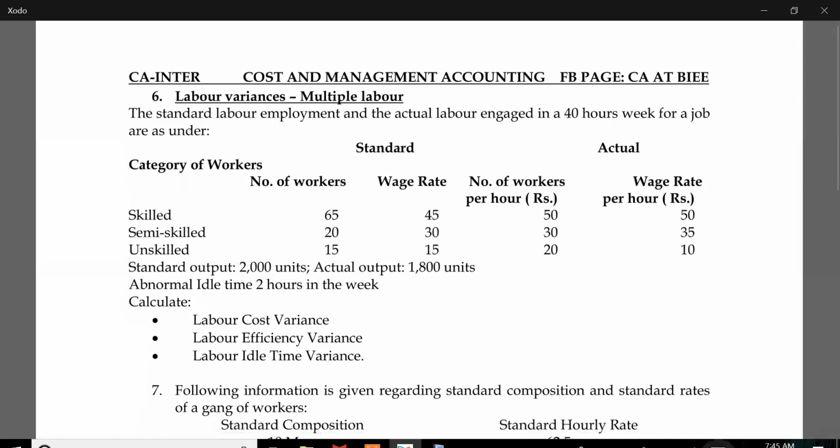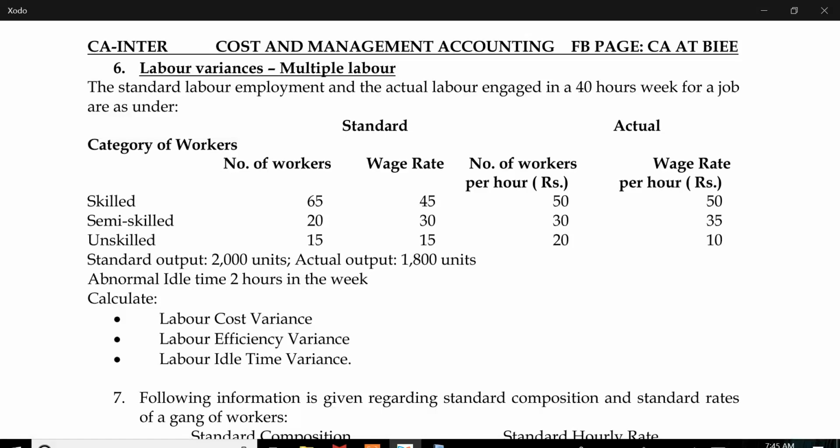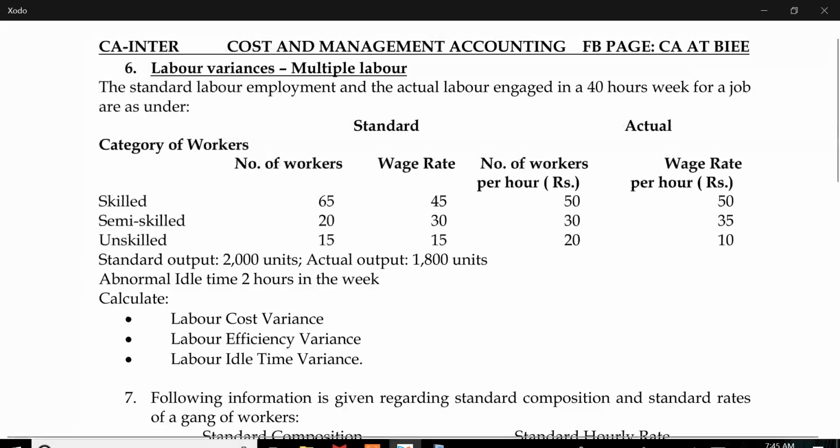The standard labor employment and actual labor engaged in a 40 hours week for a job are as under: standard output, actual output, abnormal idle time. Calculate labor cost variance, labor efficiency and labor idle time. Please go through the question.